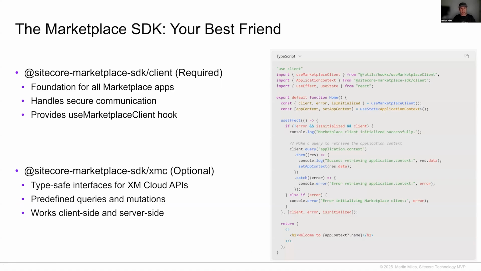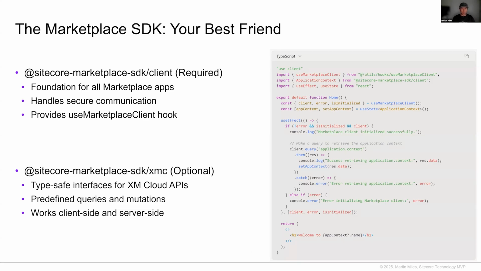Marketplace SDK is at the heart of app development, so let's take a closer look at what it provides. The SDK is split into 2 main packages, each serving a specific purpose. The client package is required for all marketplace apps. It's the foundation that handles secure communication between your app and the Sitecore host. It provides the use marketplace client hook that you'll use to initialize the SDK in your React components. It also manages authentication and authorization automatically. You don't have to worry about tokens or sessions. And it offers a clean interface for making queries, mutations, and subscriptions.